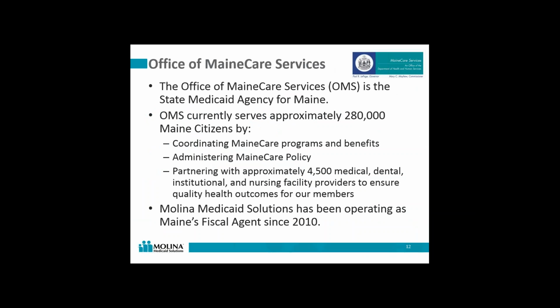So the Office of MaineCare Services is the state Medicaid agency for the state of Maine. Our current active member population is approximately 280,000 members. We serve those members by coordinating the various programs and benefits that fall under the Office of MaineCare Services. We administer policy, and we partner with approximately 4,500 MaineCare providers throughout the state. And as mentioned earlier, since 2010, OMS has partnered with Molina to be the state's Medicaid fiscal agent. They do all of our systems work, and they work very closely with us on our CAQH CORE Phase 1 and 2 projects.